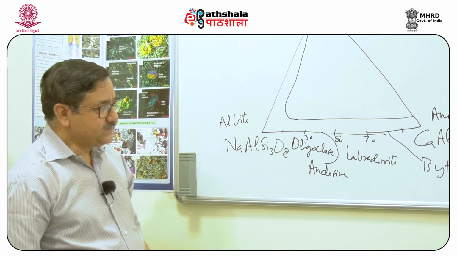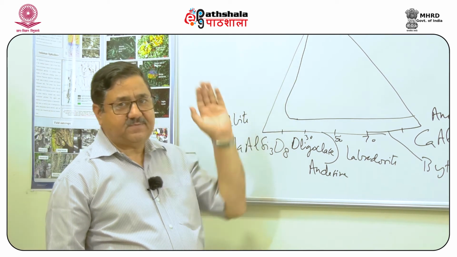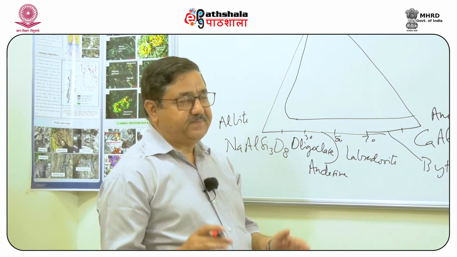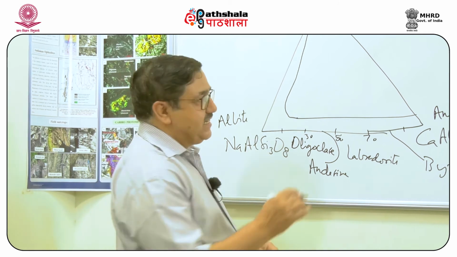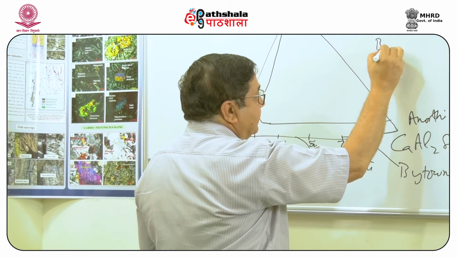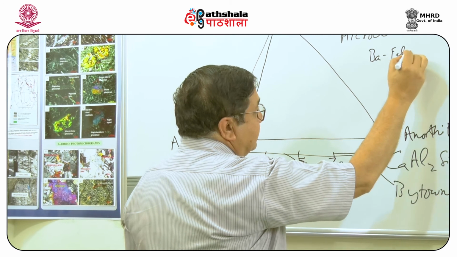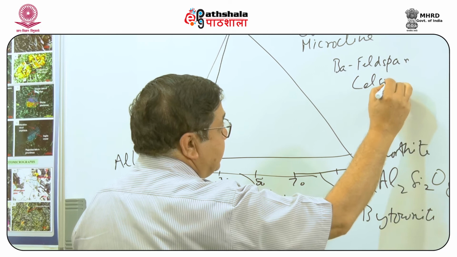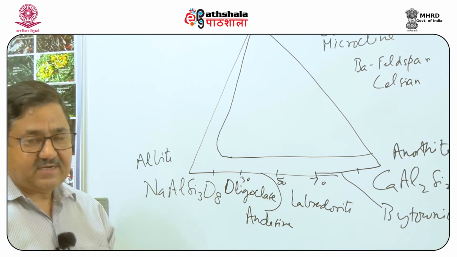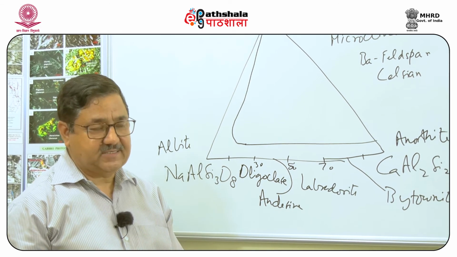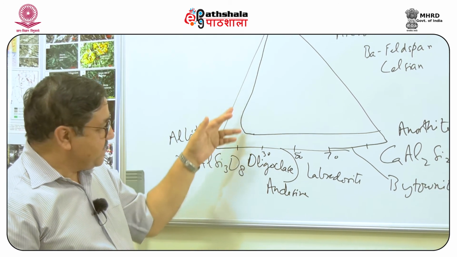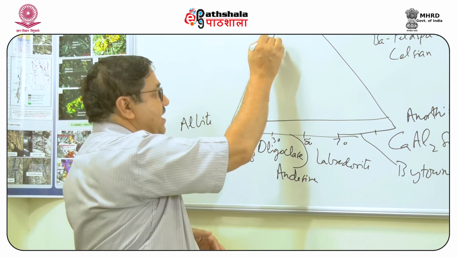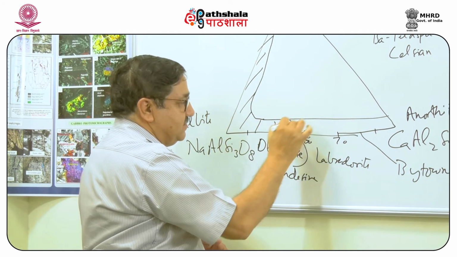Besides this, in some of the alkali feldspars there is a significant component of barium, and if that is present then that is known as the barium feldspar, known as celsian. These are the major varieties of feldspars. The temperature dependent substitution is represented by this area which I have shaded now.